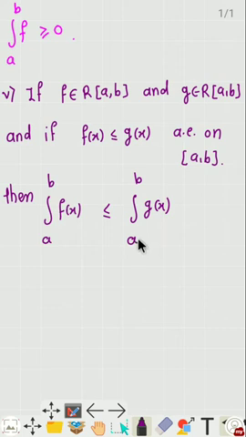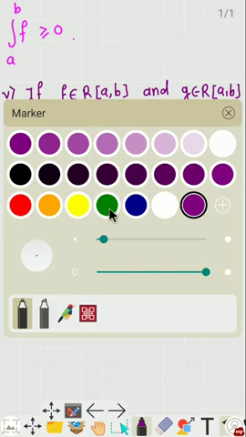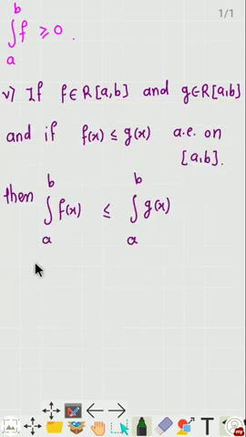Okay, so this is the fifth property of Riemann integration, and let us go to the next property, property number 6.